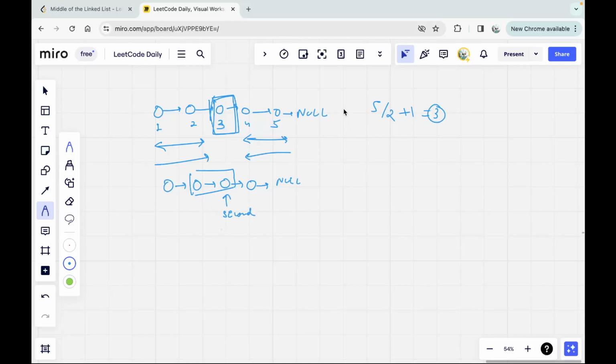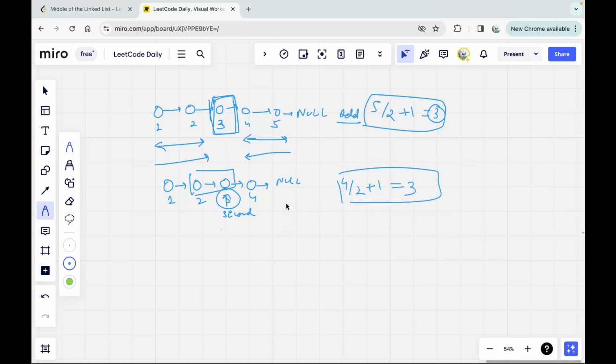So when the number of nodes is odd, it's pretty clear that this one is going to be your middle node. And in case you have an even count, this is 1 2 3 4, so you have to return 3, which basically means 4 divided by 2 plus 1, right? So the number of nodes divided by 2 plus 1, that is 3, the third node you have to return. Now how to solve this question?